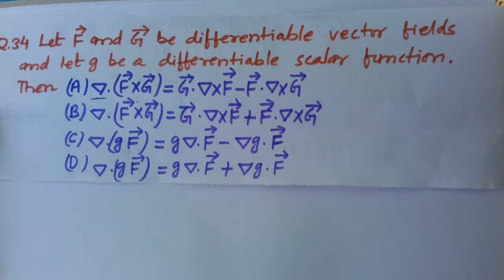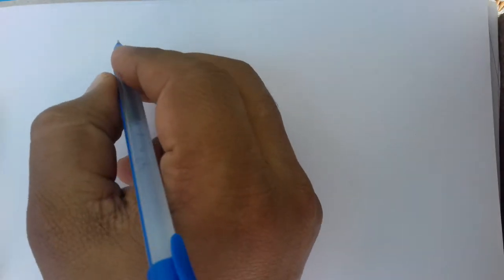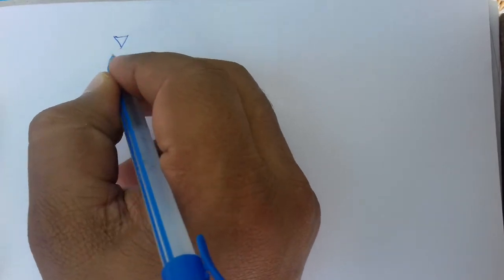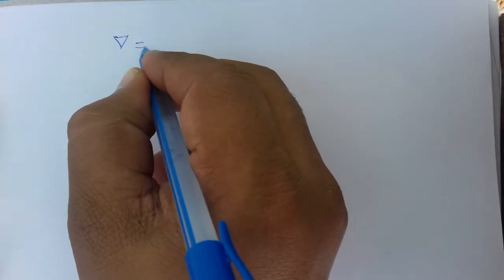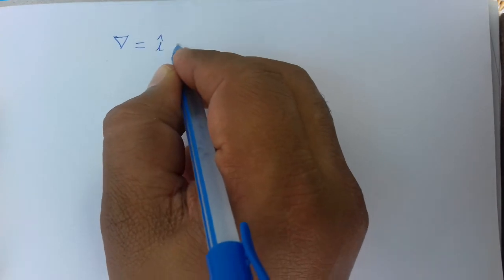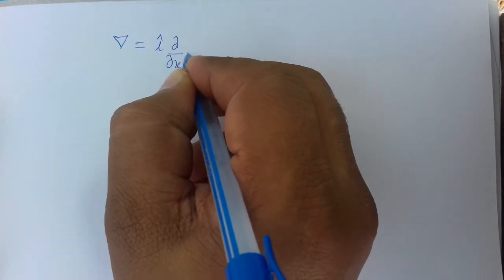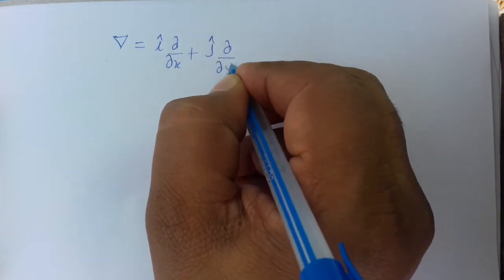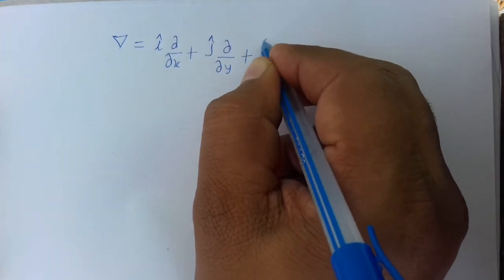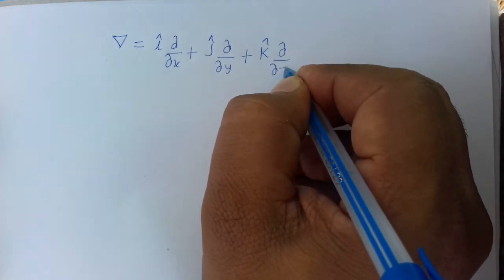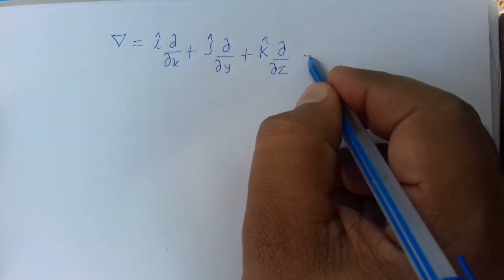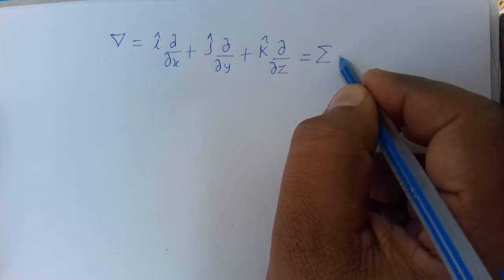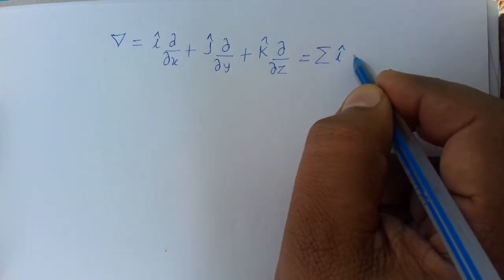Here you see the question. In this question, you see this symbol. This symbol is nebula (del), and it means i cap del by del x plus j cap del by del y plus k cap del by del z, and this sum can be written in summation sign as I write.